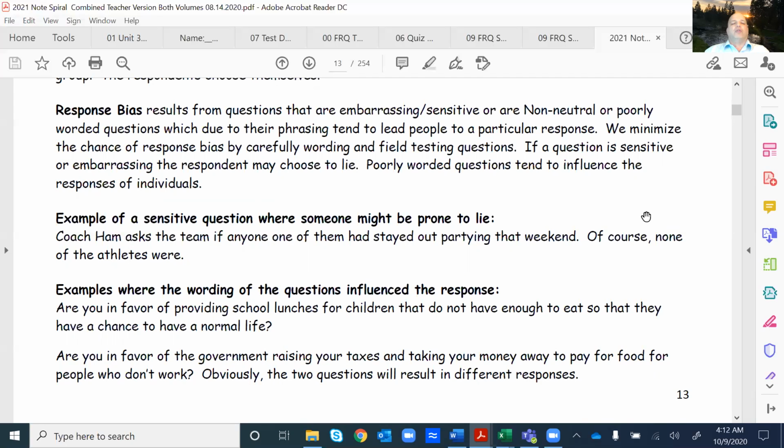Another, more extreme example would be Coach Ham asking the team if any one of them stayed out partying on the weekend. And of course, none of the athletes raise their hand because they know that they're going to be in serious trouble. He's going to hurt their bodies in ways that they may never recover from, or they feel they're never going to recover.